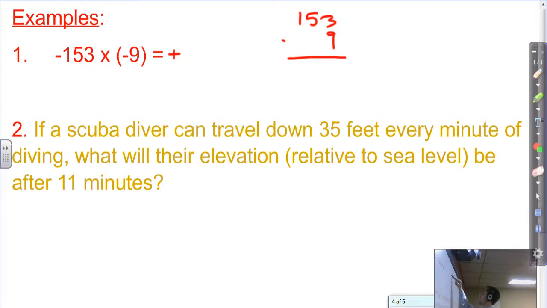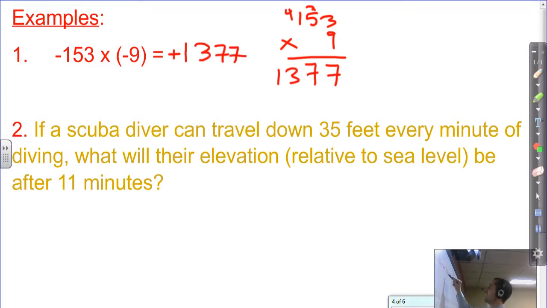Now I'll do my multiplication. 153 times 9. 9 times 3 would be 27, and that's not what a 7 looks like, so let me fix that. 9 times 3 is 27. 9 times 5 is 45, plus 2 is 47. And 9 times 1 is 9, plus 4 is 13. So our answer is positive 1,377.